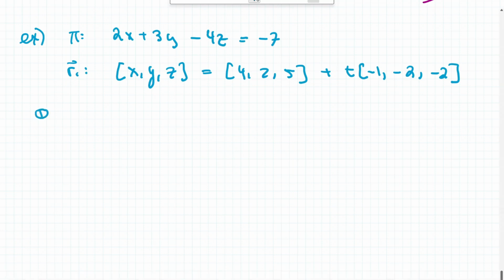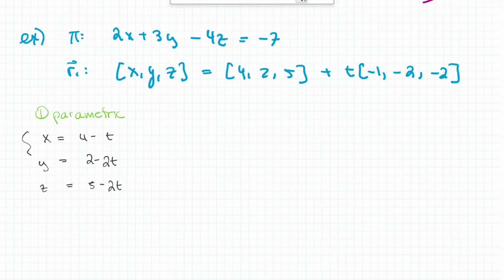Okay, we should know the steps by now. So first we want it in parametric form. So we're going to rewrite the line in parametric form, which gives us x equals 4 minus t. Then we have that y equals 2 minus 2t, and then z equals 5 minus 2t. Step number 2, we want to sub our parametric form into our plane.